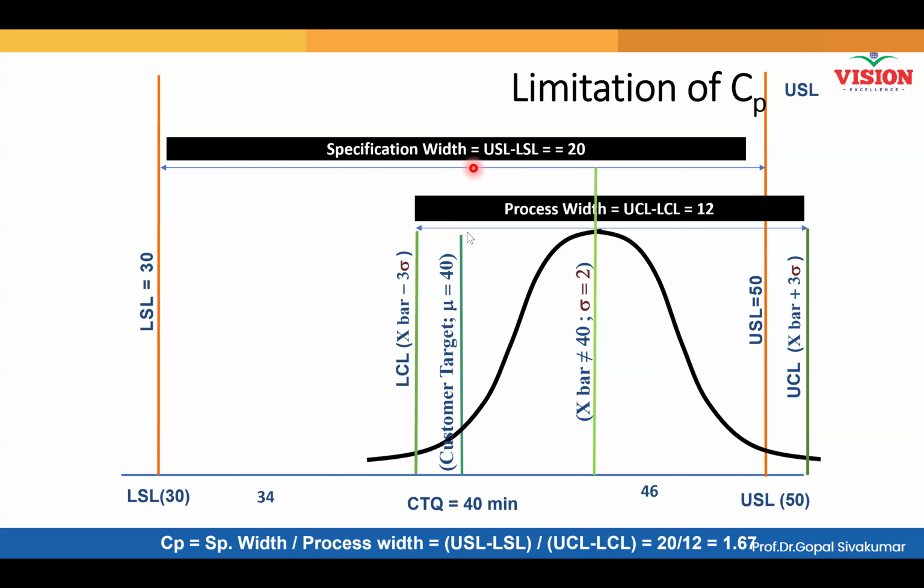So now your Cp remains the same, but Cpk has now fallen below 1. Can you see that, all of you? Right? And that's why the formula for Cpk is developed by utilizing X bar in addition to sigma.